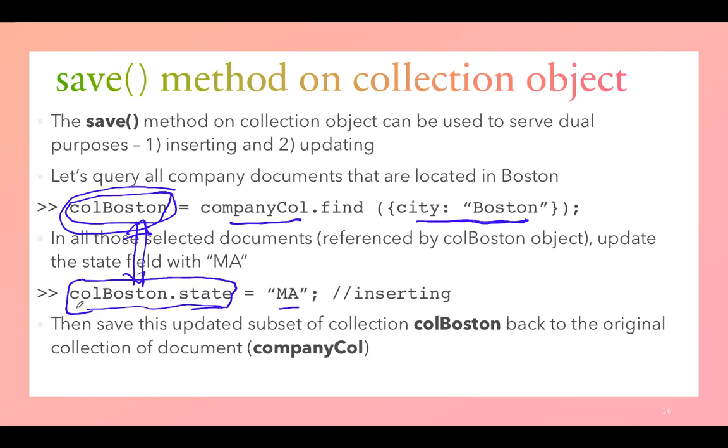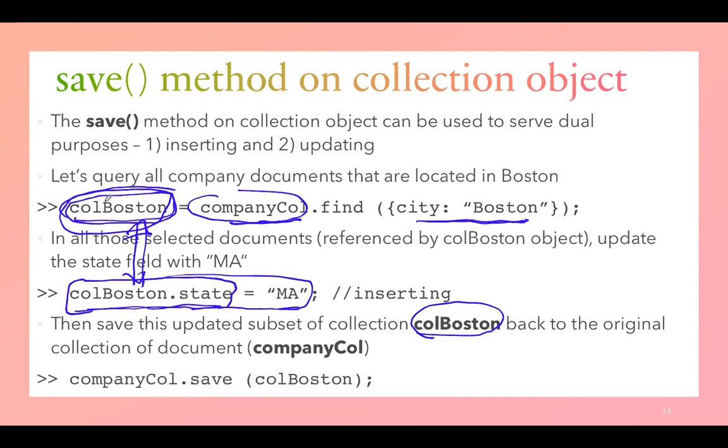Okay, and then I just made some quick changes and a quick update on there. And then what I can do is save the updated subset. So this is the updated subset, the col Boston, right? So the col Boston is a subset of company col, right? Which is understandable. And what I can do is save this subset collection where this change happened back to the company col, right?